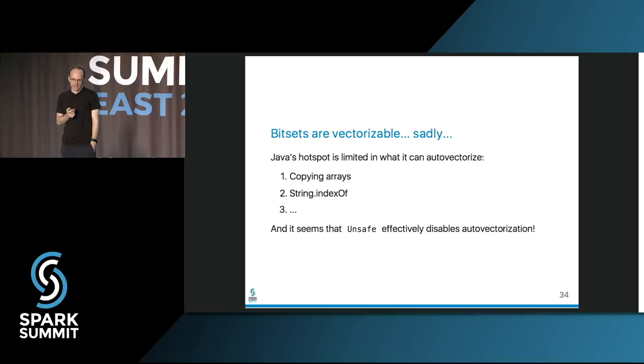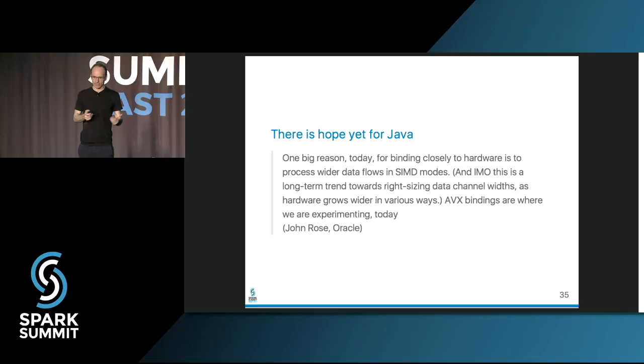Sadly, Java is a little bit limited. Java uses vector instructions under the hood, but for fairly simple things. And it seems that the minute you try to go off heap with unsafe, you basically disable vectorization. But there's a little bit of hope. It seems that Oracle recognizes the need to hook up vector instructions in Java. So maybe it's going to come, but it's not going to be in Java 9, I think.